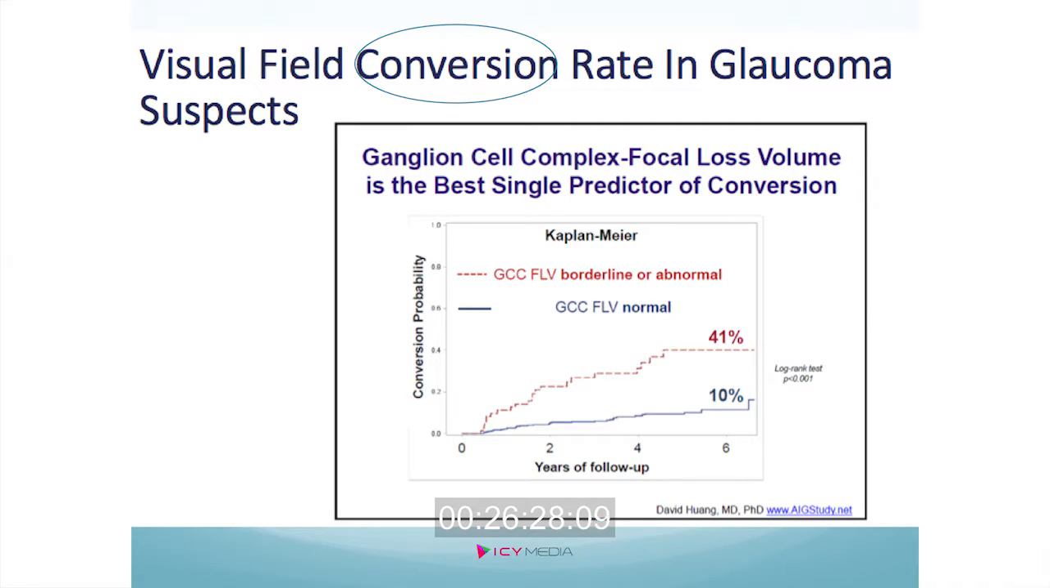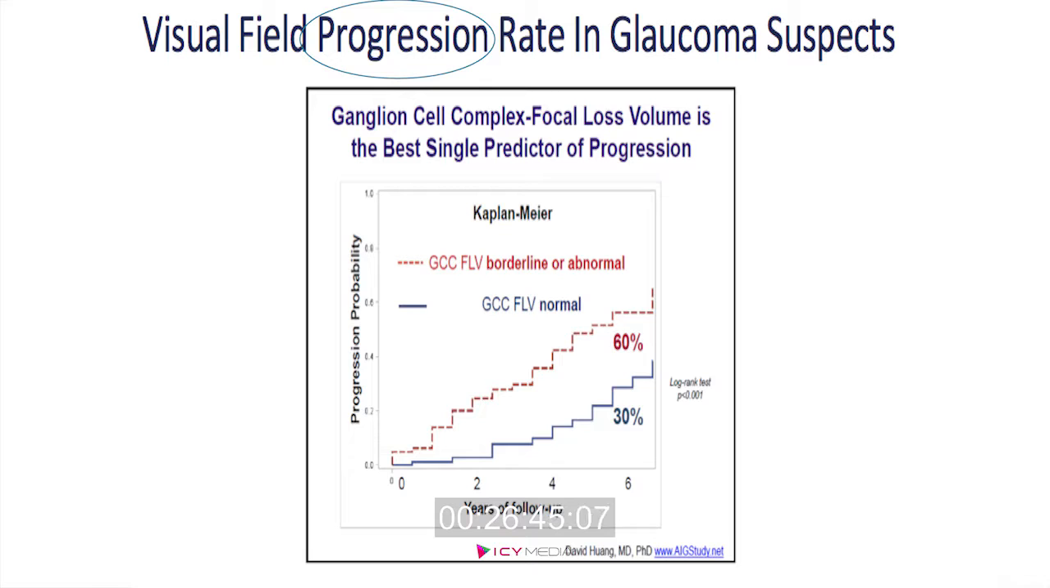That's huge. That's almost half the patients. So somebody that is a glaucoma suspect that you do this test on and you find a red or yellow FLV, that's somebody that I would highly consider treating or really monitoring closely based on this conversion rate. What about the GLV? Actually, the FLV in progression.